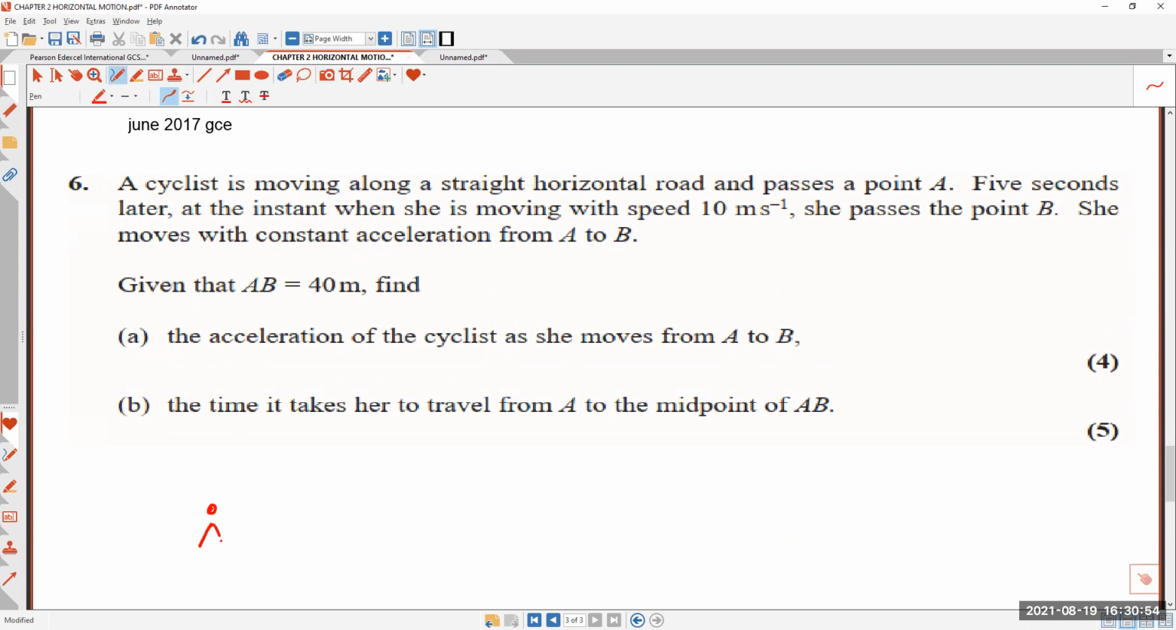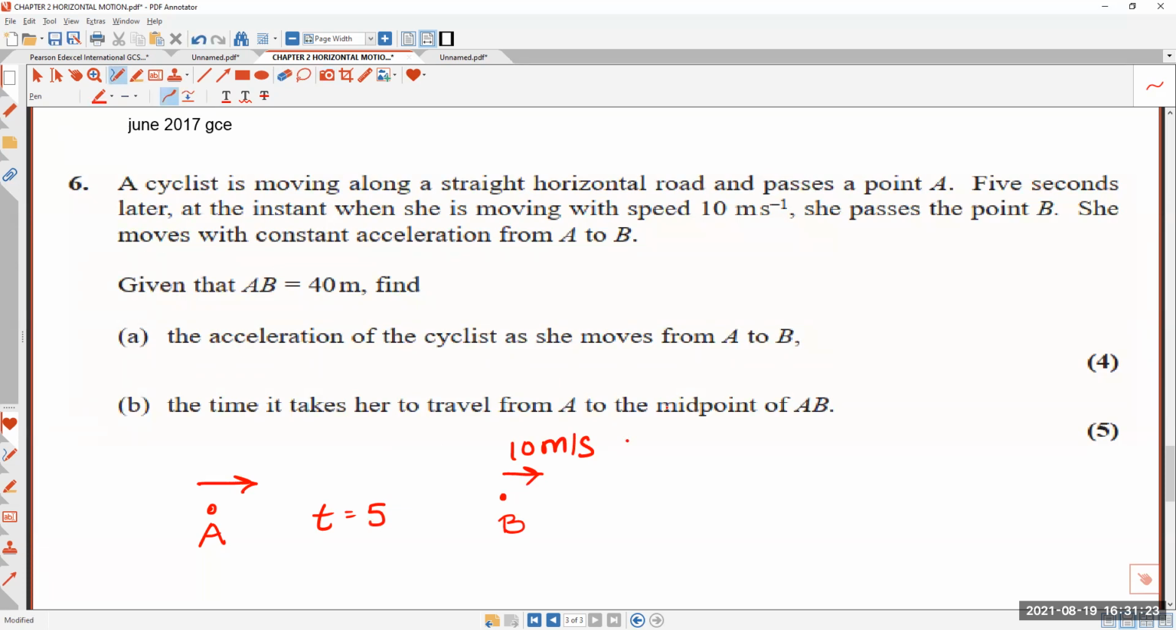This is your point A. Here she passes, but 5 seconds later she is moving with a speed of 10 meters per second. Here it is going at 10 meters per second. She passes the point B.